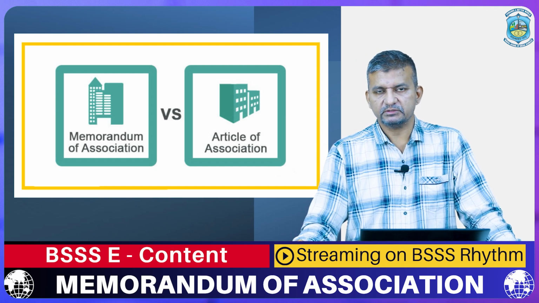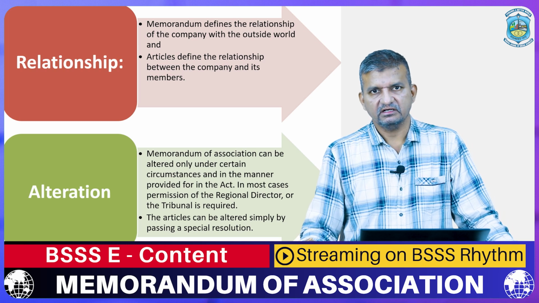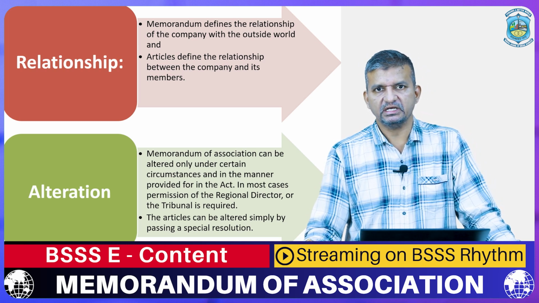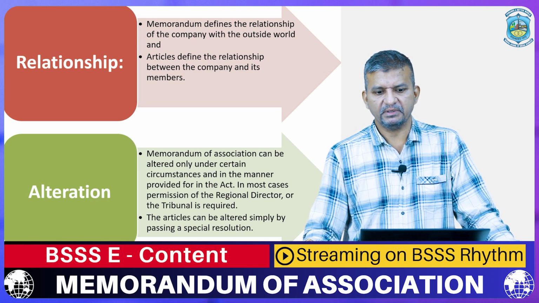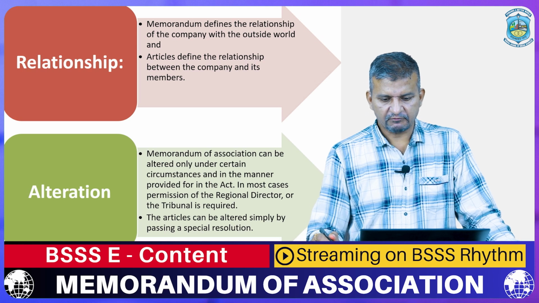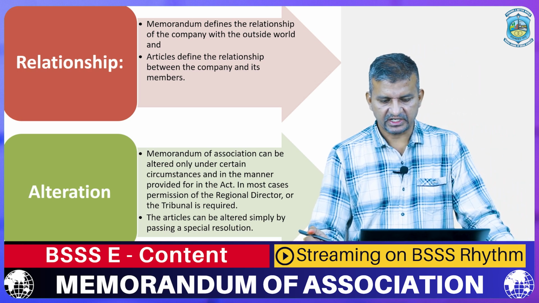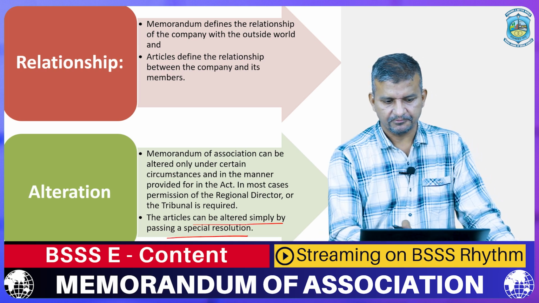Now we come to the difference between the memorandum and articles of association. The first point is relationship. The memorandum of association defines the relationship of the company with the outside world, whereas the articles define the relationship between the company and its members. Coming to alteration, the memorandum of association can be altered only under certain circumstances, whereas articles can be altered simply by passing a special resolution.